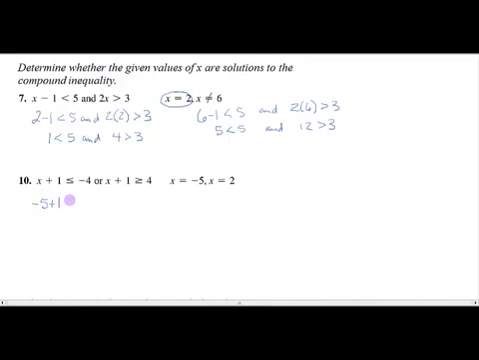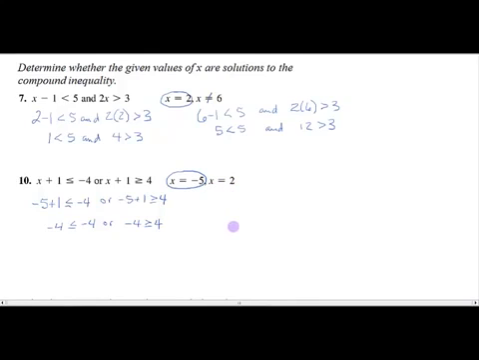Negative 5 plus 1 is less than or equal to negative 4, or negative 5 plus 1 is greater than or equal to 4. So negative 5 plus 1 is negative 4, is less than or equal to negative 4, or negative 5 plus 1 is negative 4 greater than or equal to 4. This is a true statement because we have the equal to part. Negative 4 greater than or equal to 4 is not true, but at least this or this is true, so that makes negative 5 a viable solution.